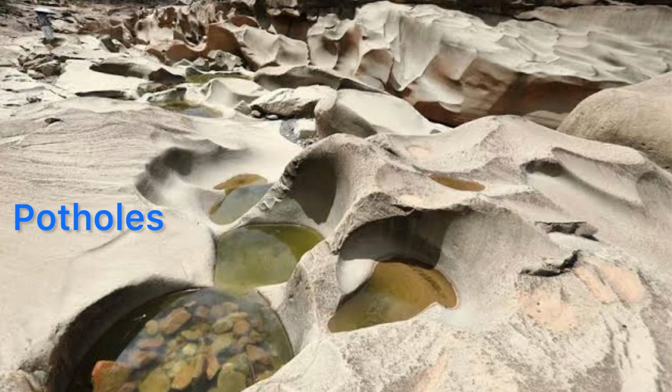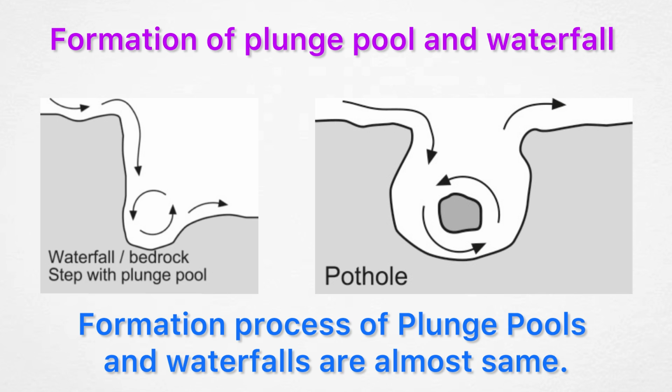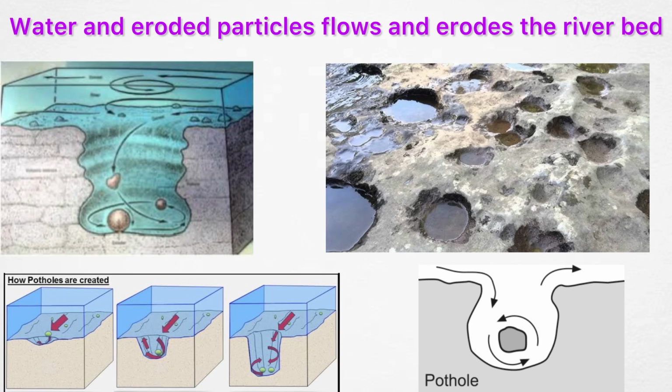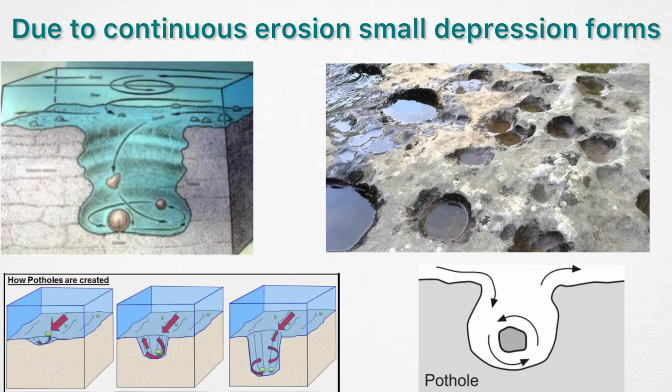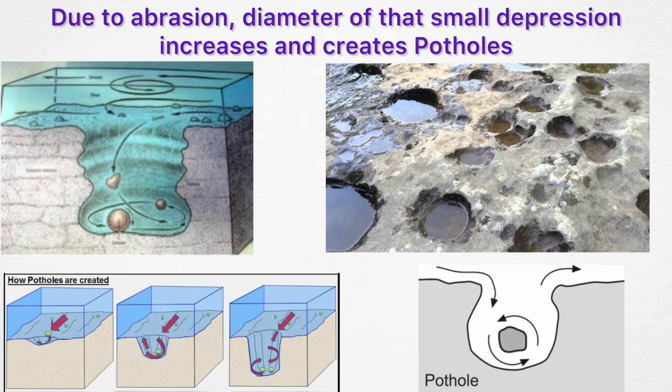Let's know about potholes. Potholes are small, bowl-shaped or circular depressions found in a river bed. The formation process of plunge pools and potholes is nearly the same. At first, river water and eroded particles flow and erode the river bed. When a very small depression forms, these eroded particles enter that small depression and get rotated by the flowing water. Then due to abrasion, the dimensions of that small depression increase and form a pothole.